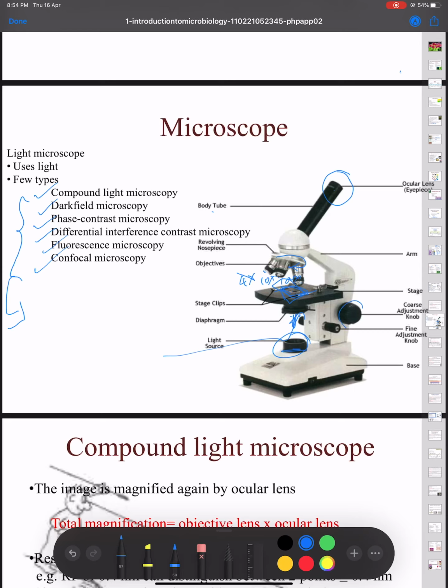And you have the coarse adjustment and your fine adjustment. This is your base, as normal. The coarse adjustment helps you move your stage closer to the objective lens. Fine adjustment is if you want to magnify it a little bit, maybe point 1 times magnification, that will help you.